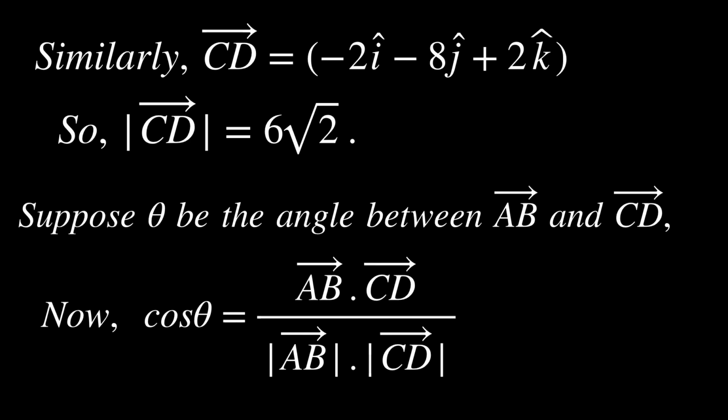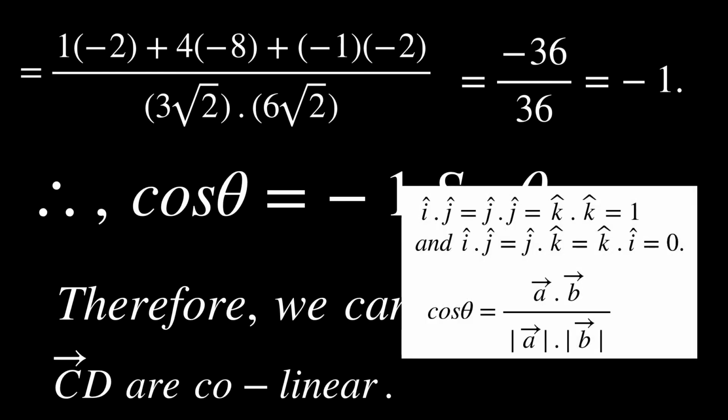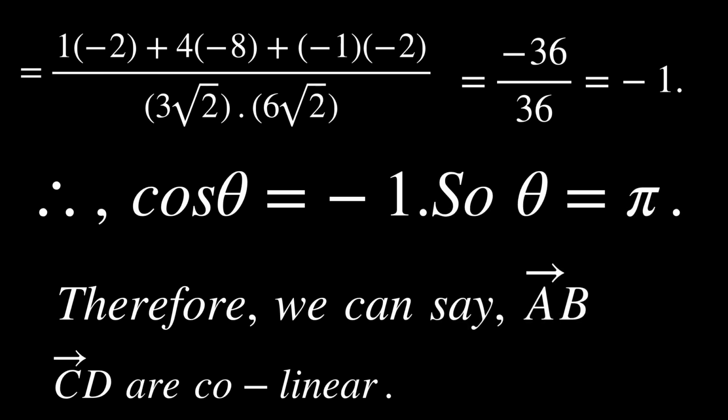and modulus of vector CD is 6 root 2. Suppose theta is the angle between vector AB and vector CD, then cos theta is vector AB dot vector CD divided by modulus of vector AB into modulus of vector CD. Now by substituting the values and multiplying each term of the first factor with each term of the second factor, we will get 1 into -2 plus 4 into -8 plus (-1) into 2, over 3 root 2 into 6 root 2, which is equal to -36 by 36, which is equal to -1.